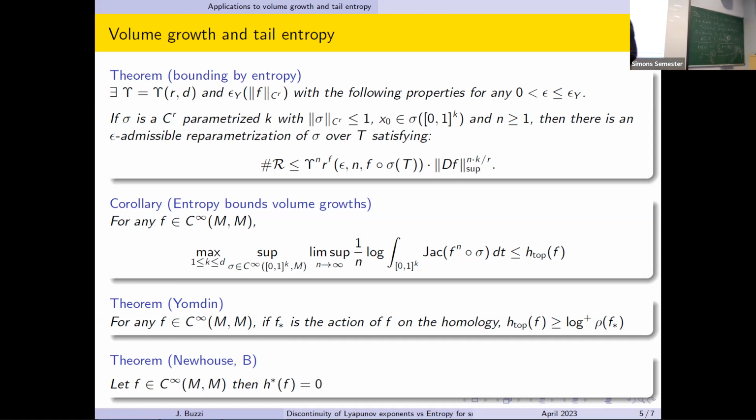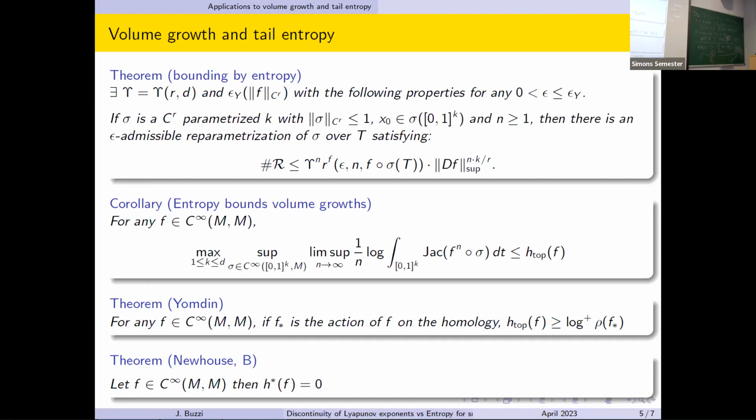Okay, sorry, there is one thing I wanted to say. So for tail entropy, I just want to complete that: if you have this, it gives you an epsilon cover.